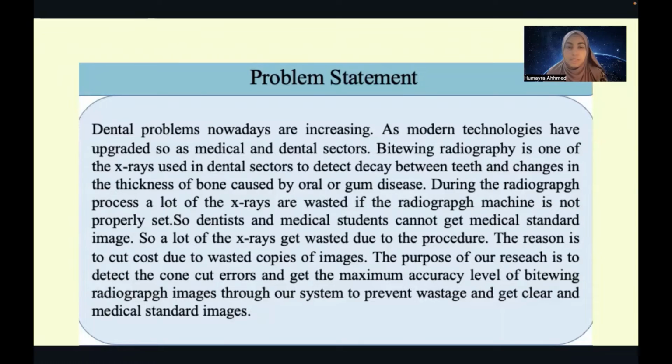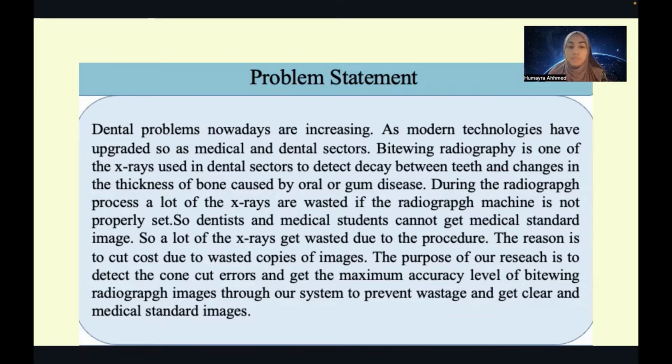For our problem statement, dental problems nowadays are increasing as modern technologies have upgraded, so the medical and dental sectors have also. Bitewing radiography is one of the X-rays used in dental sectors to detect decay between teeth and changes in the thickness of bone caused by oral or gum disease.